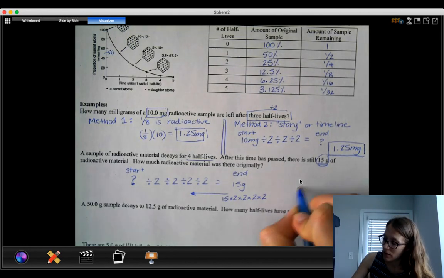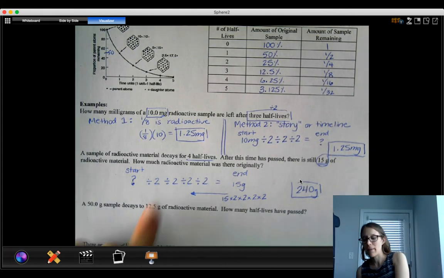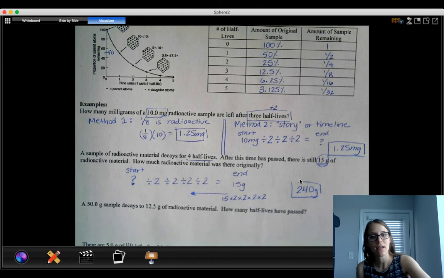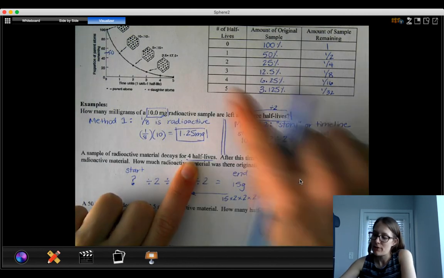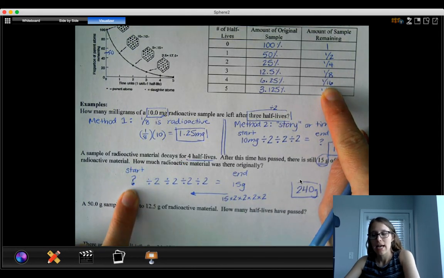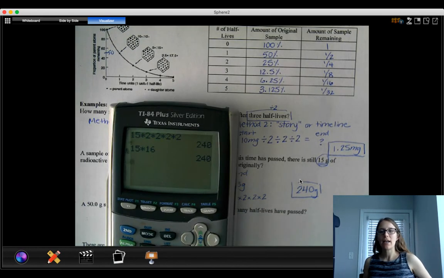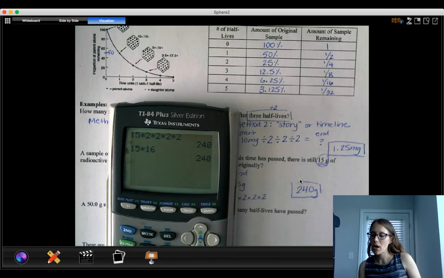That would get us the 240 grams that we had at the start. And when that was divided by 2 four different times, I ended up with 15. The other way to do that: if you look at 4 half-lives, this ending amount is 1/16 of the starting amount. And so to go from the end to the start, I would have to multiply by 16. So 15 times 16 would get us 240. So that's kind of our other way of doing it.